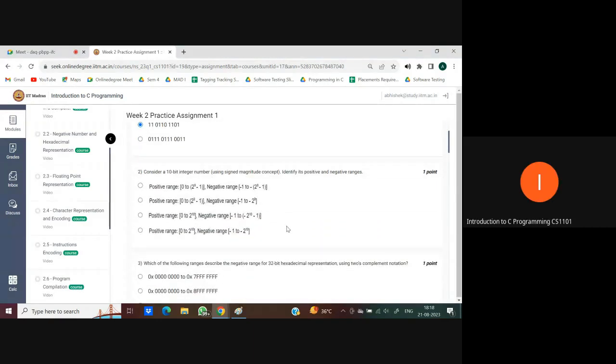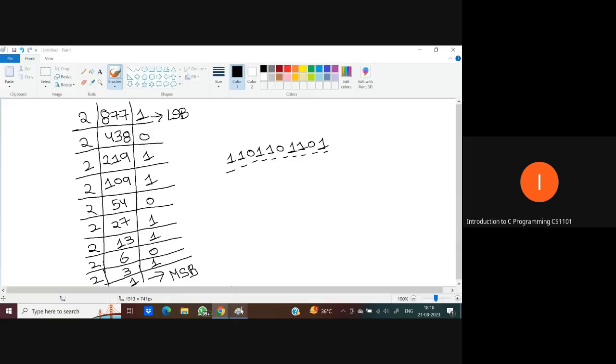So consider a 10-bit integer number using signed magnitude concept. Identify its positive and negative ranges. So I hope you guys remember that there are 2 conventions through which we represent negative numbers in computer memory. One is signed magnitude. What is the other convention that we use in order to represent negative numbers in computer's memory?